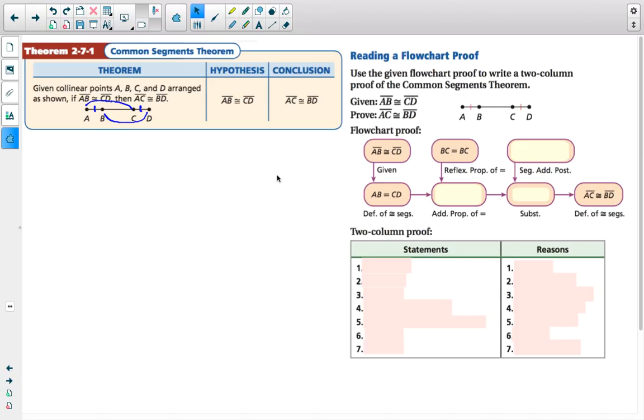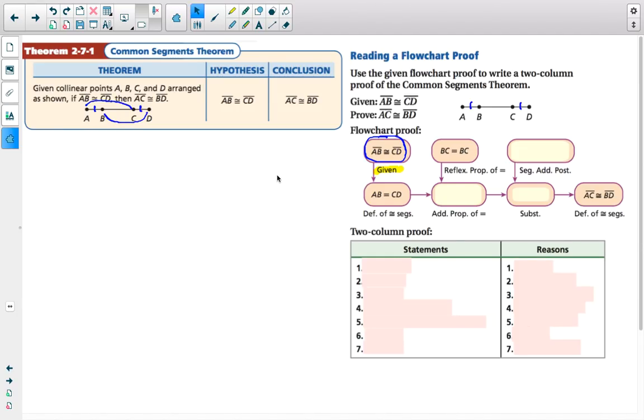Let's take a look at the flowchart proof for this. We're going to use this given flowchart proof to write a two-column proof of the common segments theorem. It says given, segment AB is congruent to segment CD. So take a look here. AB is congruent to CD. They even drew that on our picture for us already. We want to prove the conclusion here. So here's our flowchart proof. It says here the first step, segment AB is congruent to segment CD, and the reason here is written right underneath.